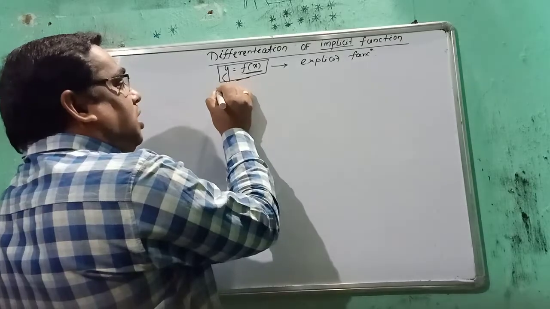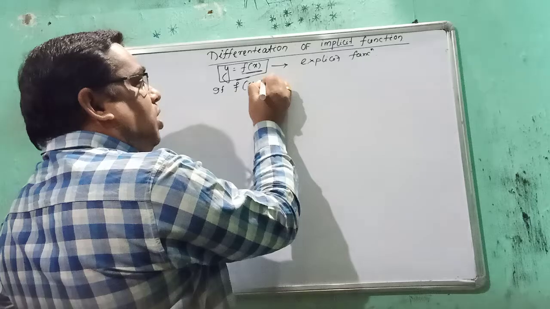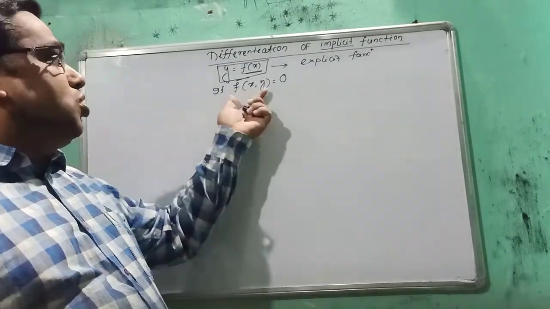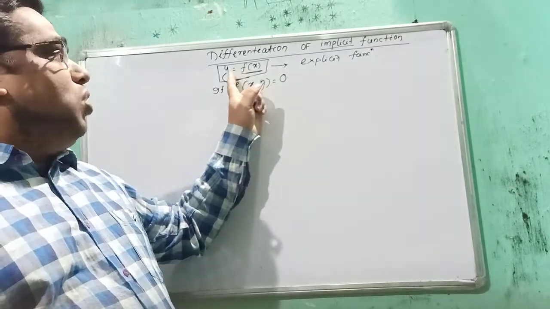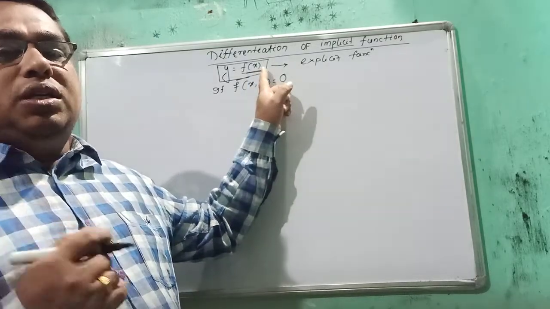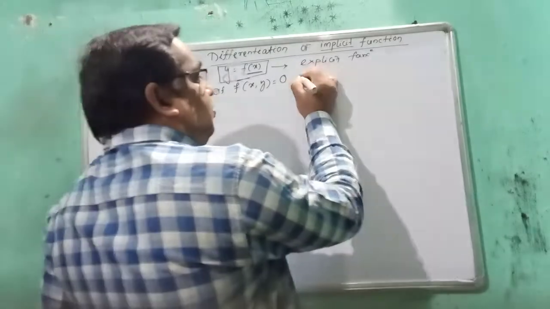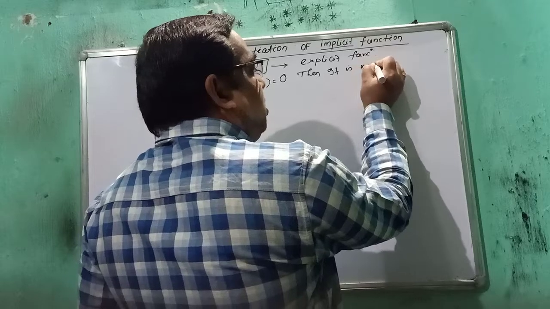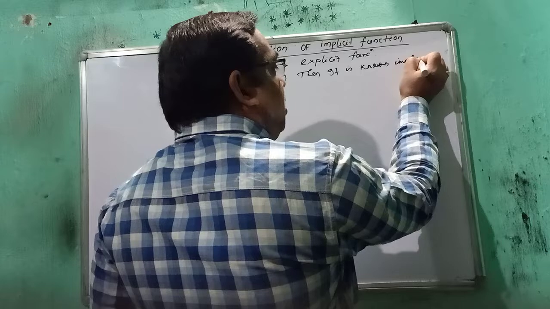Implicit function means if a function of x, y is equal to 0, that means y is not expressed in terms of only a function of x, then it is known as an implicit function.